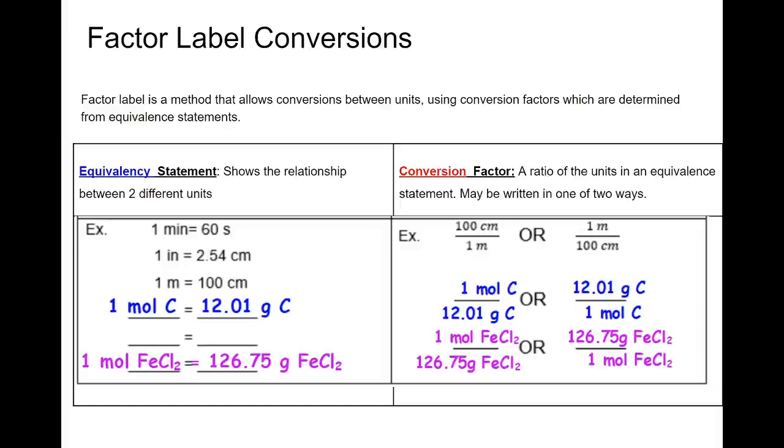A conversion factor is just taking that equivalency statement and writing it as a fraction. Either way it works, it doesn't matter who's on top or the bottom. Either way, it's still a true statement. It is still equal to one thing. So 100 centimeters divided by 1 meter describes the same length as 1 meter over 100 centimeters. We can do the same with our molar masses. 1 mole of carbon over 12.01 grams of carbon, or 12.01 grams of carbon over 1 mole.